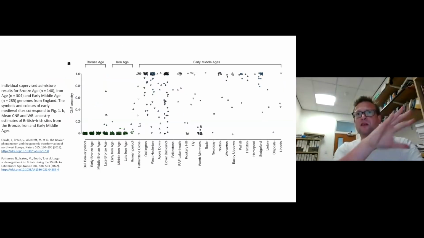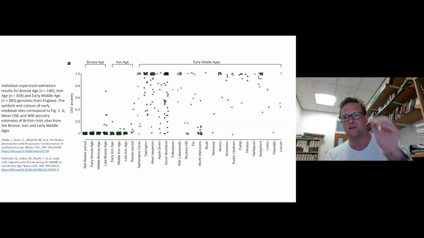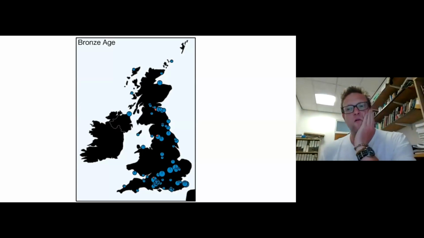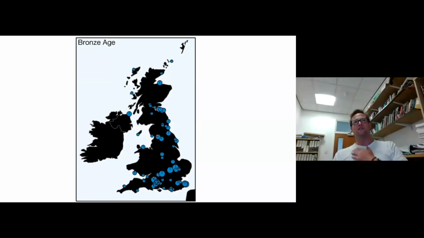This is what those look like when you start to play with CNE ancestry as a percentage. This is actually quite a complicated illustration, so I'm going to show you 3 illustrations that highlight that much more simply. So this is a distribution of Western British and Irish DNA in the Bronze Age.